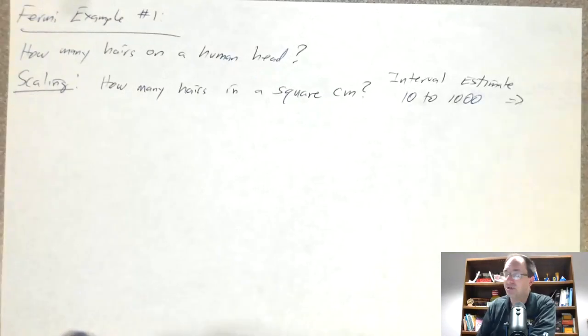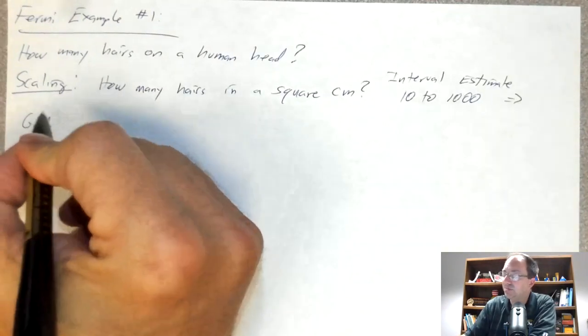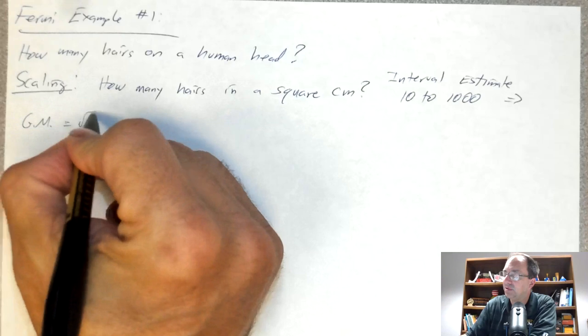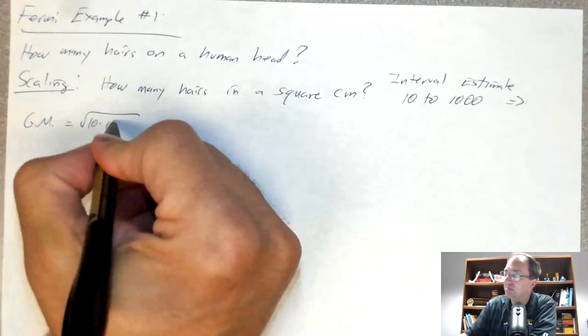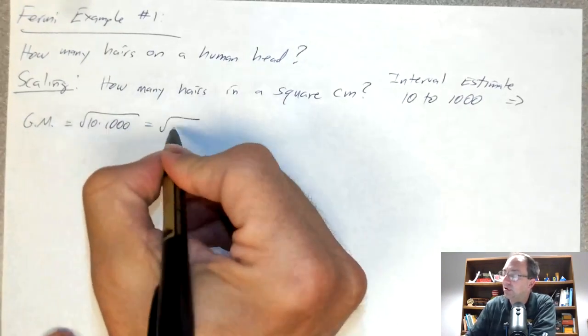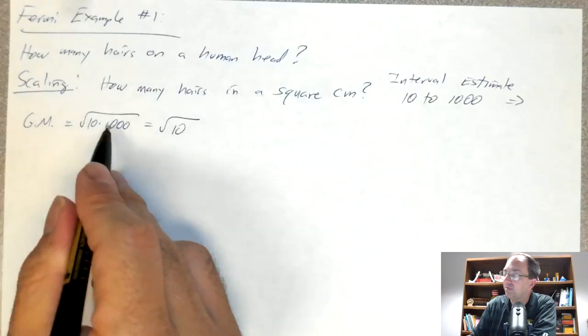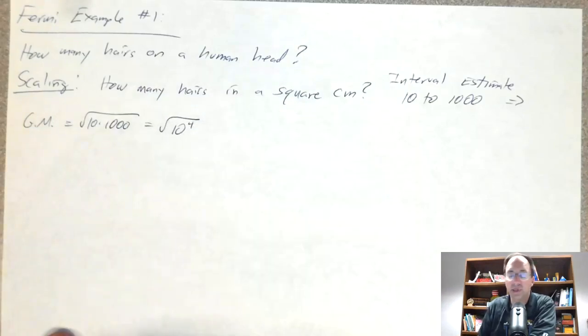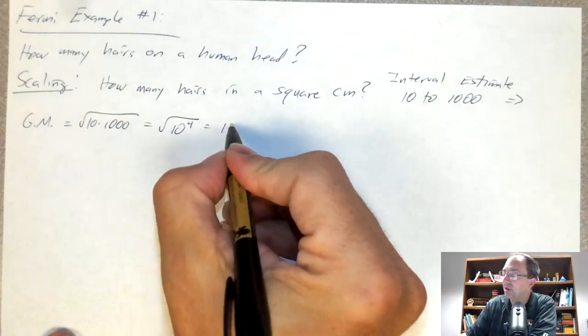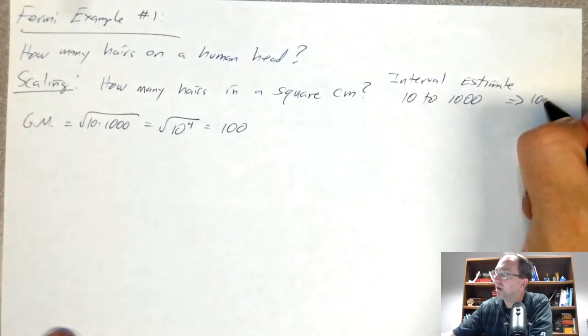And so now we need the geometric mean. So the geometric mean would be the square root of 10 times 1,000, which would be the same thing as the square root of 10 to the fourth, because of 4 zeros. And that would be 100. So we're saying 100 hairs per square centimeter.